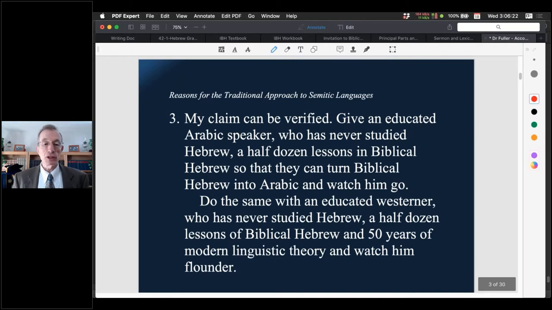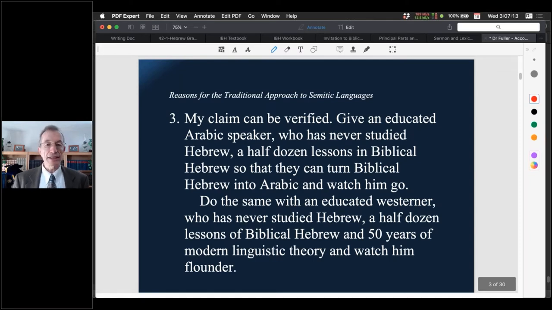If you do the same with an educated Westerner who has never studied Hebrew, and give him a half dozen lessons in Biblical Hebrew, and then you can give him 50 years, if you like, of modern linguistic theory, watch him flounder, because he is not going to be able to do what that native Arabic speaker can do. Because this demonstrates that Biblical Hebrew and Arabic, especially classical or standard literary Arabic, are very, very similar, and that these Arab speakers can do Hebrew so well, having never dealt with Hebrew before. Again, this really does verify what I'm claiming today.